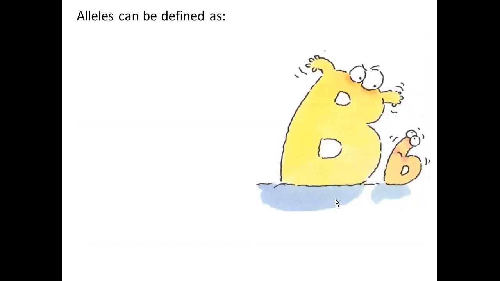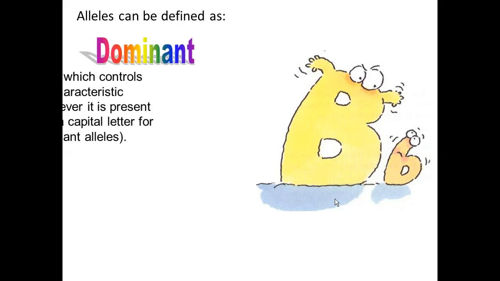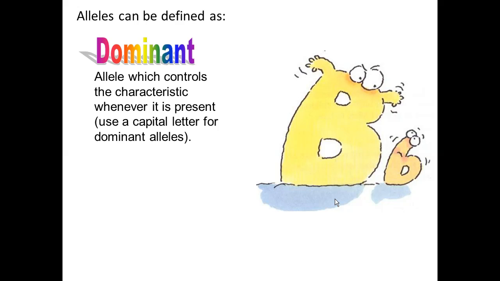Okay, let's move on. We said that for each gene we have 2 alleles because we have pairs of chromosomes. And one allele came from your dad, one allele came from your mom. The alleles can be defined in 2 ways. In fact, we have the dominant allele, which is the one that controls the characteristic whenever it is present, and it is indicated with a capital letter because alleles are normally indicated with letters.